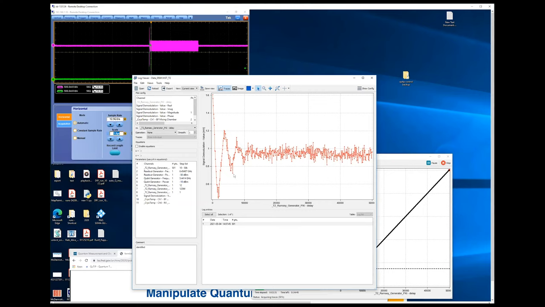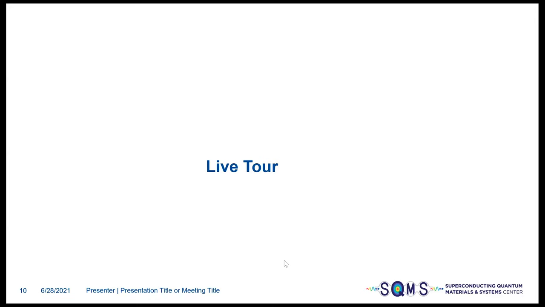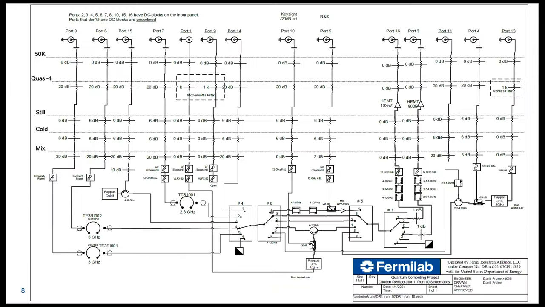So the thing is that this fridge is specified for... let me stop sharing and I can share the electrical schematics of the fridge. This is it. The fridge is rated for 8 millikelvin, actually. And the cooling power of this fridge at the mixing chamber, I think, is about 30 microwatts. So it all depends on how many devices you want to put there.